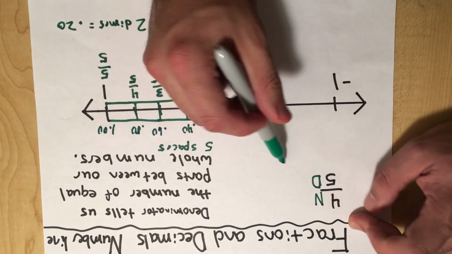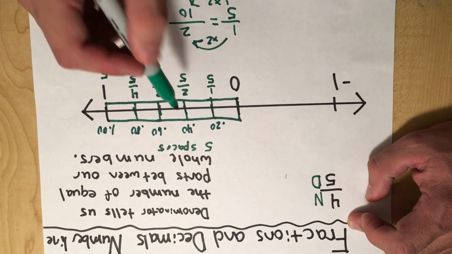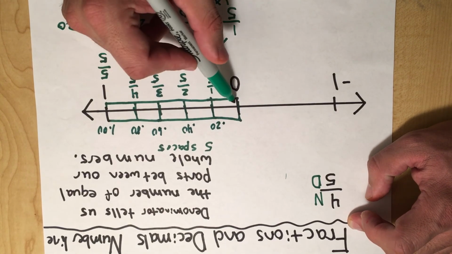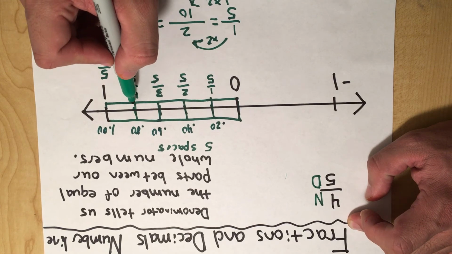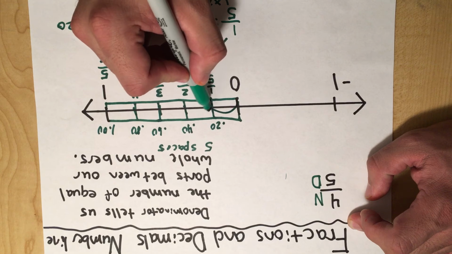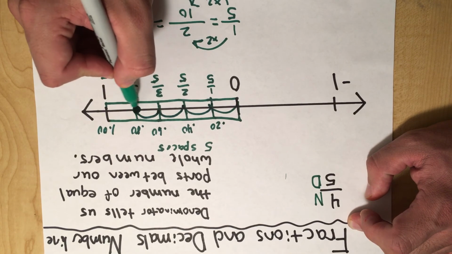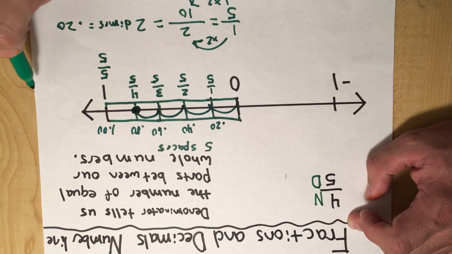And we have to plot this number 4/5 on our number line. So we're going to locate 4/5 right here, and we're going to count by fifths to get there. So it'd be 1/5, 2/5, 3/5, and 4/5. We would have to put our little dot right there.